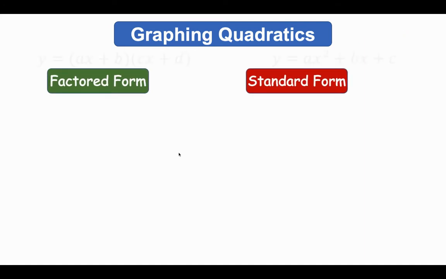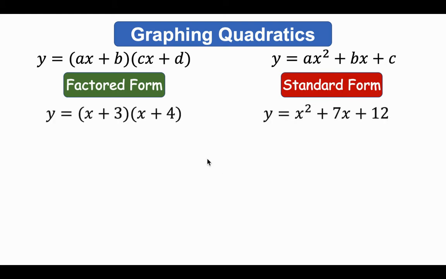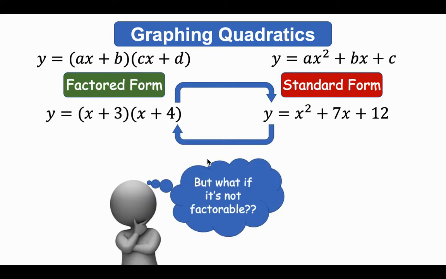We had done a video on factored form. We did a video on standard form that's factorable, so we turned it into factored form. Factored form can turn into standard form, which can turn back into factored form. So previous videos went over that. But now the question becomes, well, what if it's not factorable? Or what if we don't want to factor it? There is a method for graphing standard form without even going back to factored form.